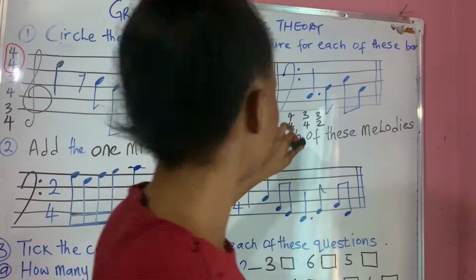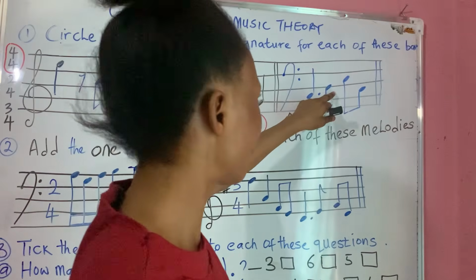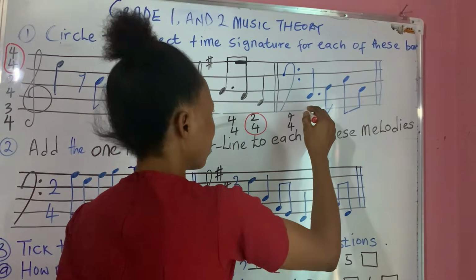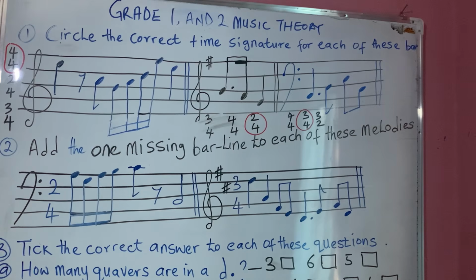Then the third one has a crochet, dotted crochet, that's 1 1/2, 2 and 3. So the third one is 3, 4. You have answered number 1 now.